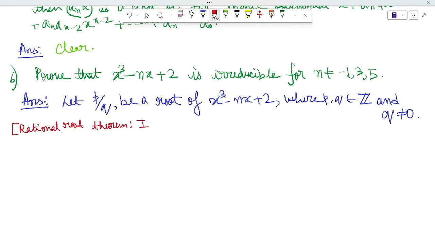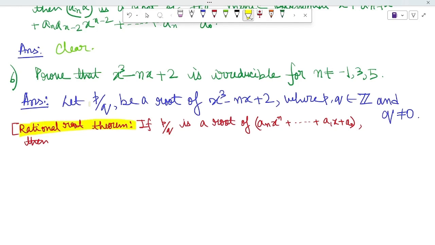It says that if P by Q is a root of this equation, or satisfies the equation, then P divides A0 and Q divides AN. That is the statement of the theorem that we will apply here.